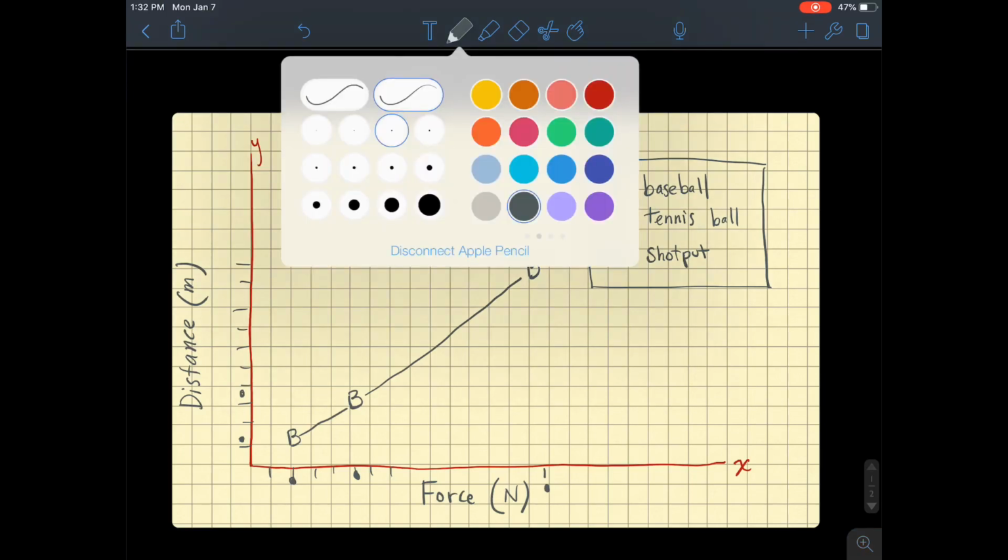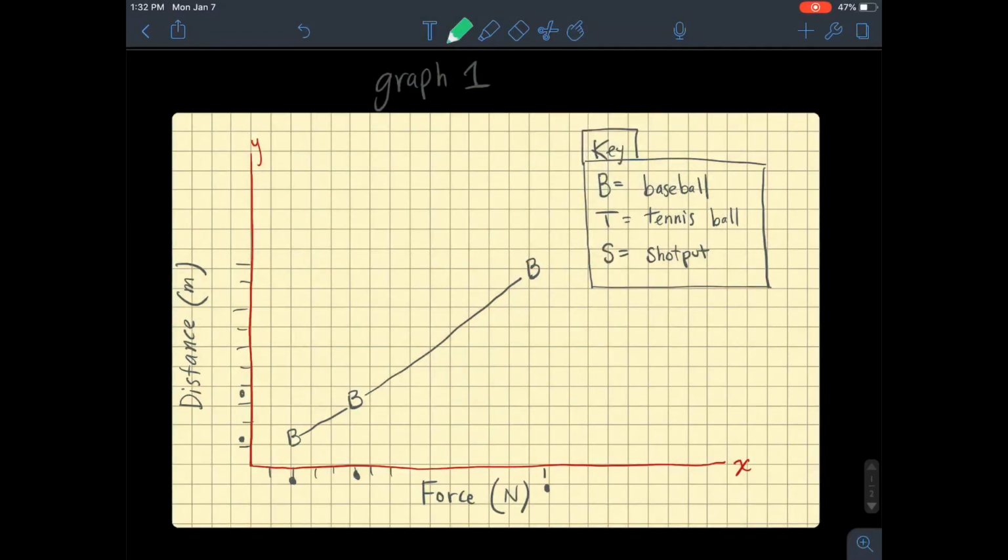Now, let's do the same thing for the tennis ball. The tennis ball weighs a little bit less, so if I apply the same amount of force, I'm going to guess that it would go a little bit further. When I apply the next level of force, it's going to go, let's say, a further distance than it did the first time. When I apply that last amount of force, let's say it's going to go even further than the baseball did. And so I'm going to then connect the dots for my tennis ball.